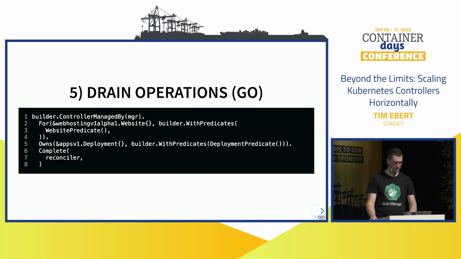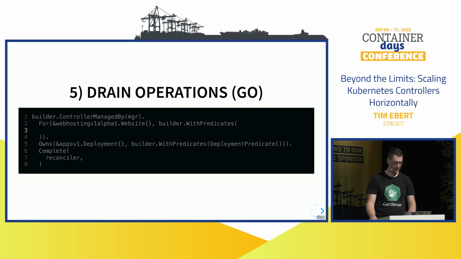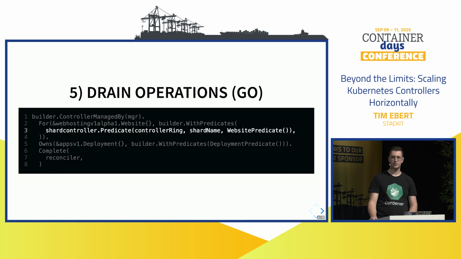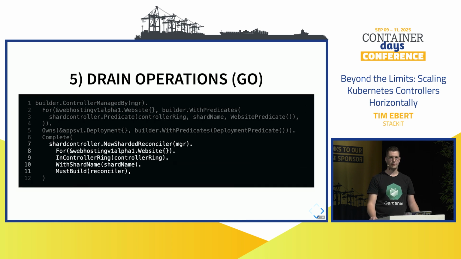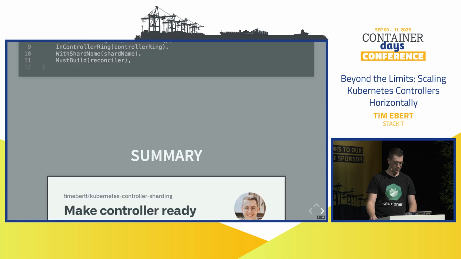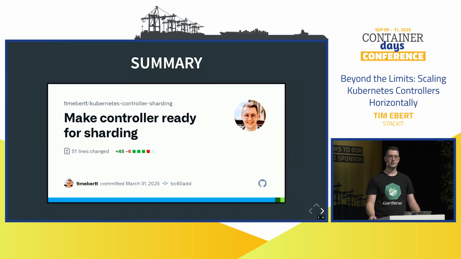You just wrap the predicate that you have with my library so that we also react on events where the train label is added. And you also wrap the reconciler that has the actual business logic of your controller with the library to handle the removal of the labels. So with this, you don't even need to change anything in your business logic. You just need to import my library, and then you're good to go. To summarize all of this, you can make your controller ready for sharding in, let's say, 50 lines or less if you leave out the documentation comments.